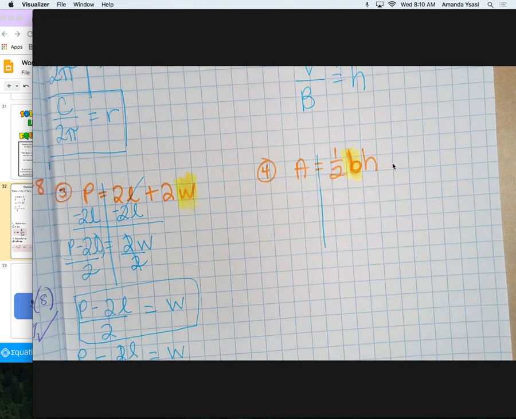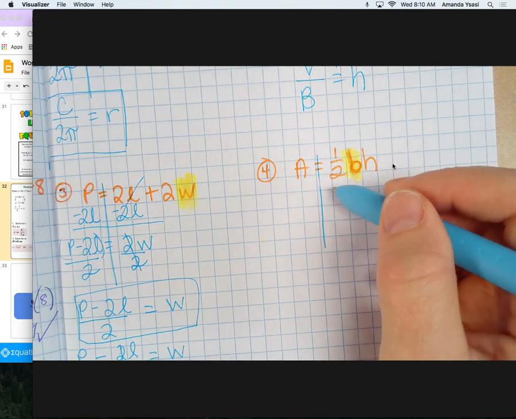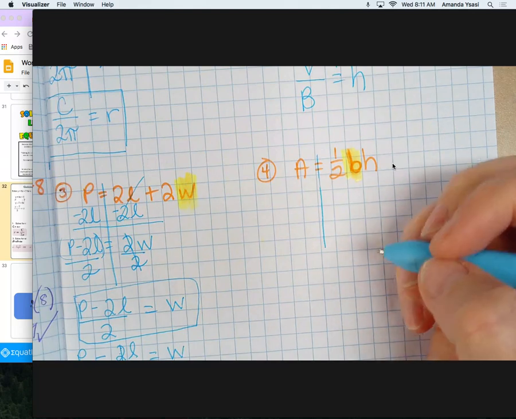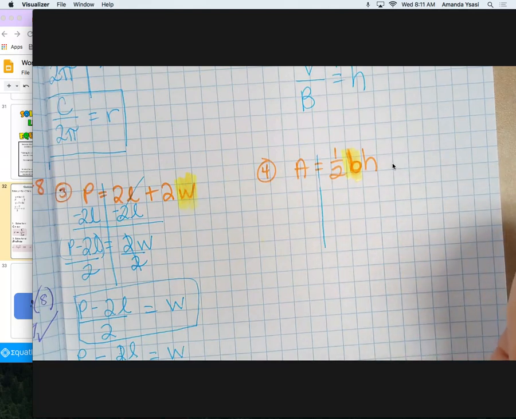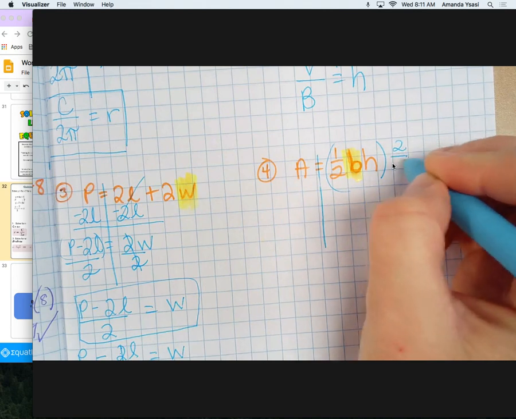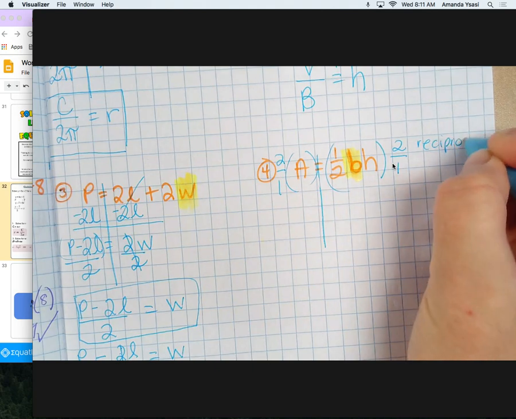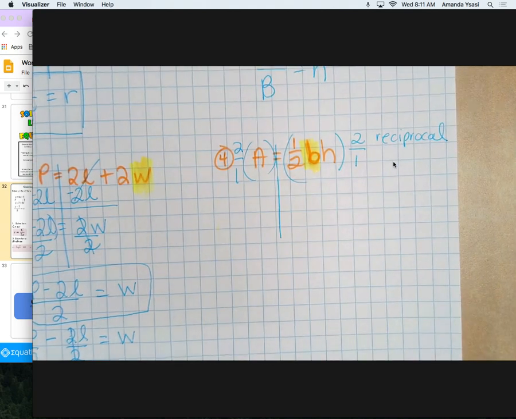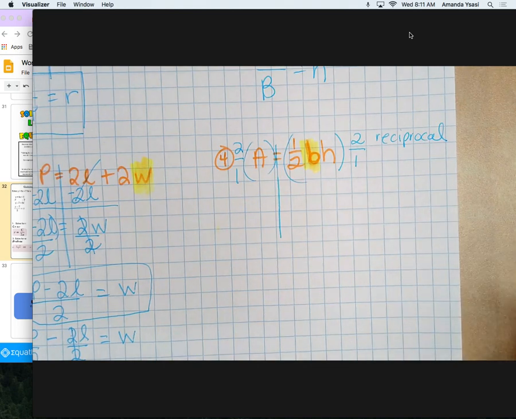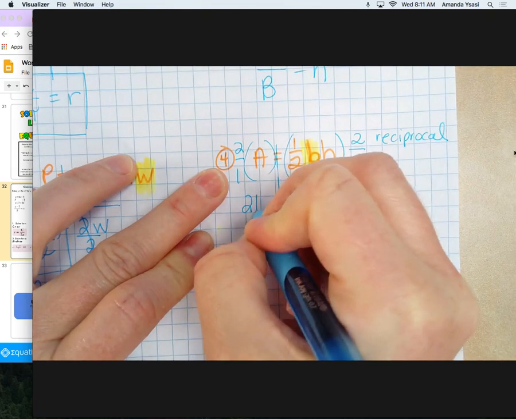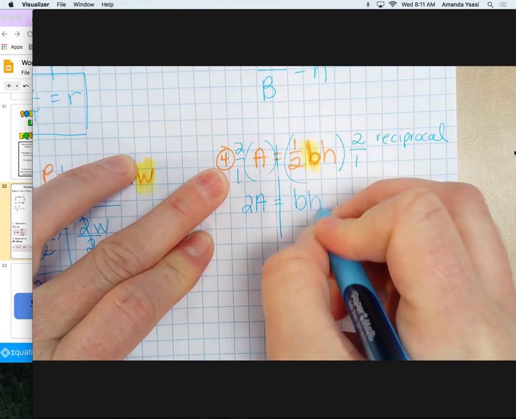Okay, so I need to get B by itself. So what's keeping B from being by itself? This multiply by 1/2. So what's the opposite of multiplying by 1/2? Dividing by 1/2. Or do y'all remember reciprocal? We need to multiply by 2/1 on both sides. So remember that word, reciprocal, to get rid of fractions. Okay, so then that leaves us over here with 2A equals BH.